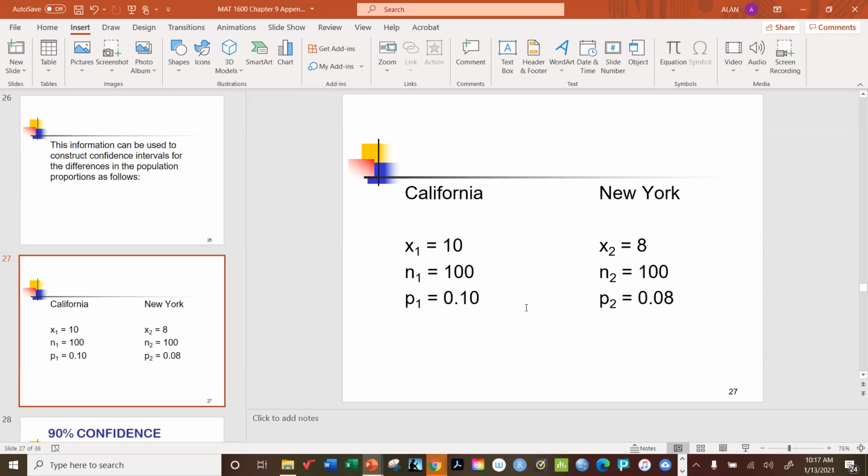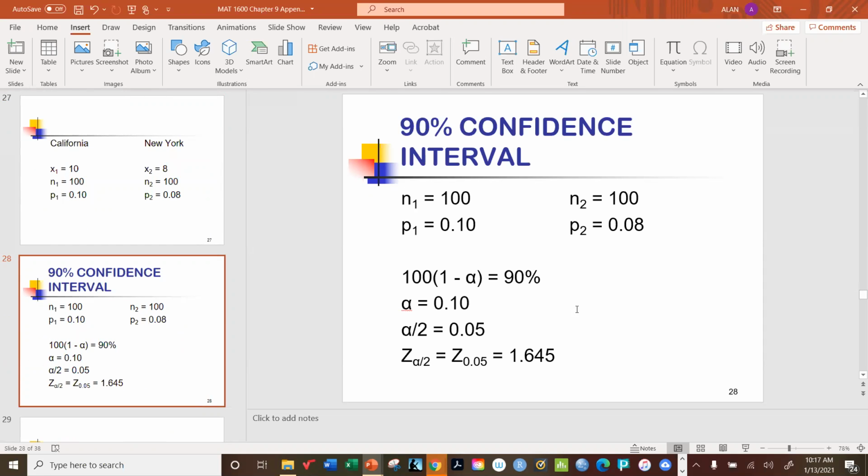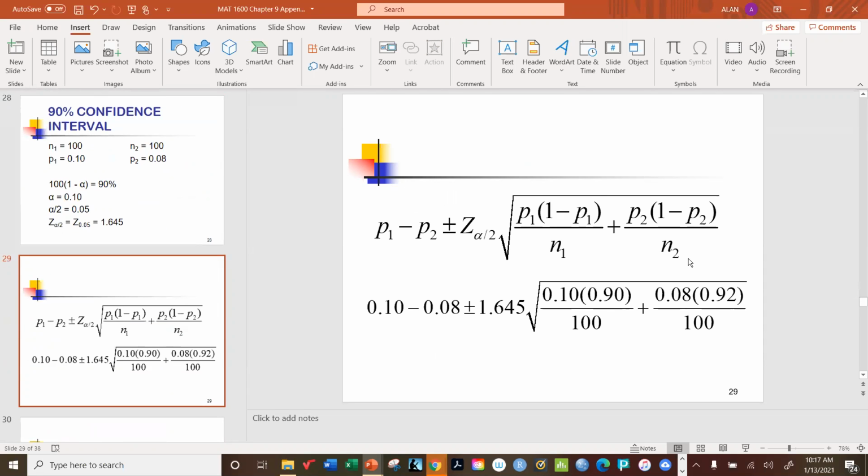So we're going to plug these into our formula. Oh, but first, we'll remind ourselves, as we've seen before, that when you have 90% confidence, the z-score is 1.645. So you plug in these numbers, and this is what you're going to get. P1, remember, in California, it was 0.10. Therefore, 1 minus P is 0.9, divided by 100. In New York, it was 8% who are vegans. Then we have 1 minus that, which is 92%. Finally, we have 100 in the denominator. Now, over here, you notice we're looking at the difference between the two.